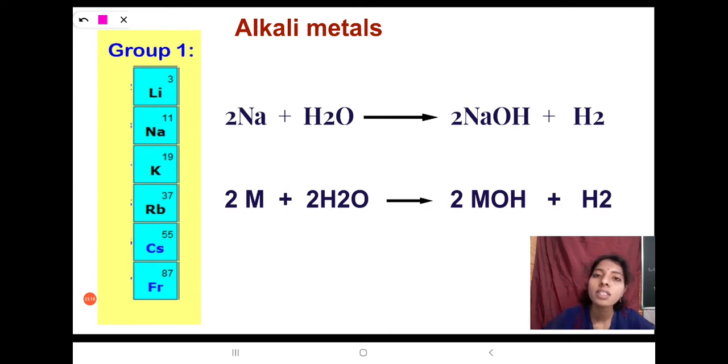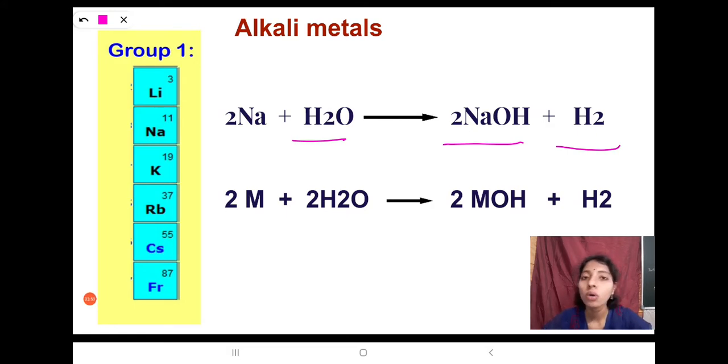Now, when these group elements are reacted with water, for example, here I have taken sodium. Right? You can observe this in this picture. These are the 1A group elements. When these 1A group elements are reacted with water, they will form the corresponding hydroxides and release hydrogen gas. The 1A group elements when reacted with water, will form corresponding hydroxides and release hydrogen gas.